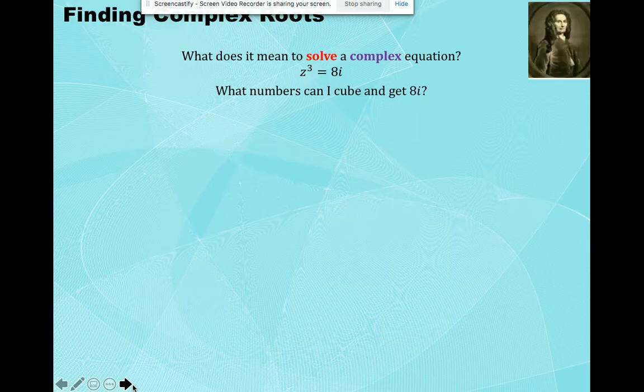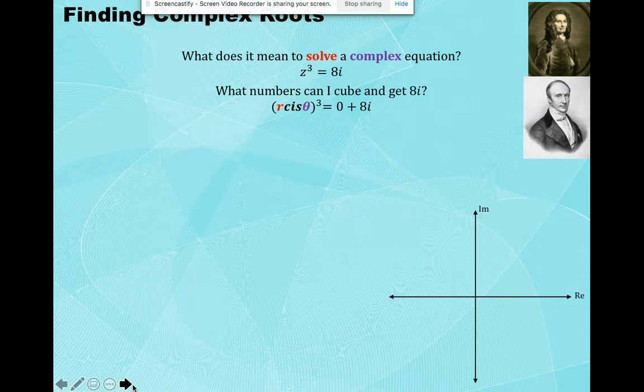I'm cubing powers. In non-real numbers, I think de Moivre. So I replace z with its polar form, r cis theta. I want to cube it. 8i, I put in rectangular form, and then I'm going to turn it into what?